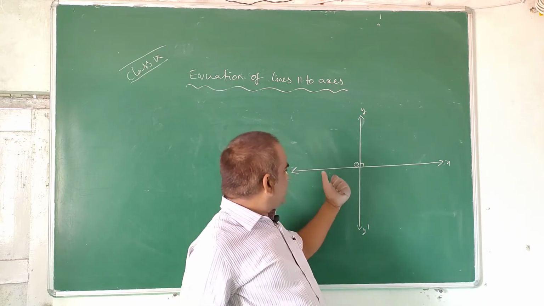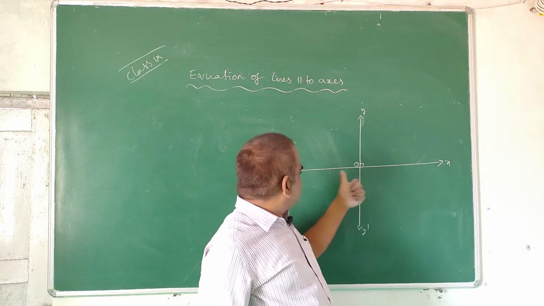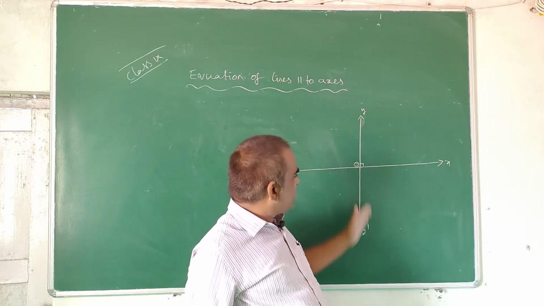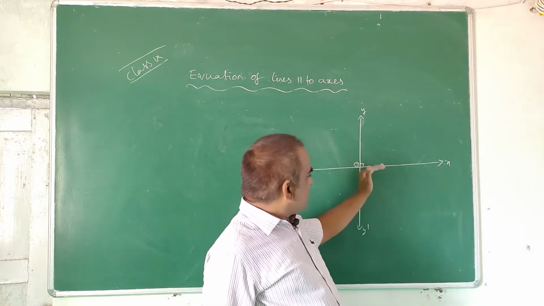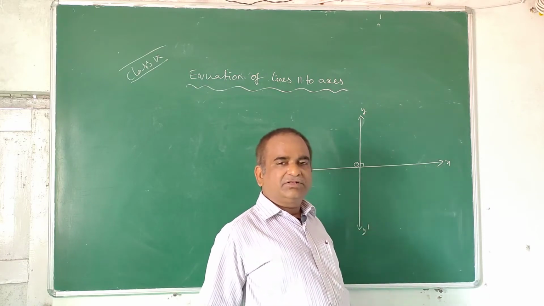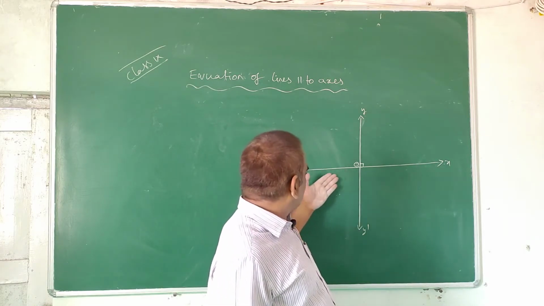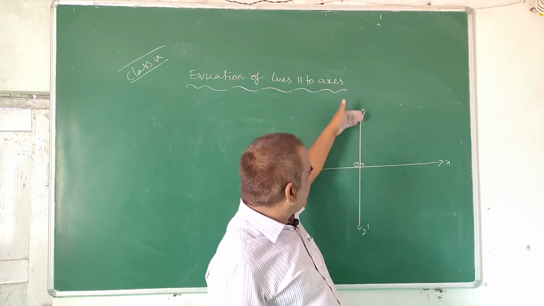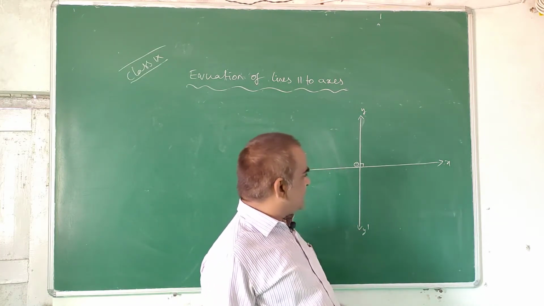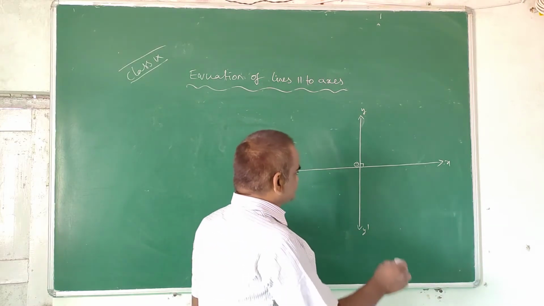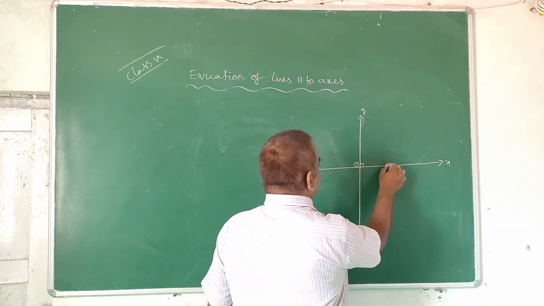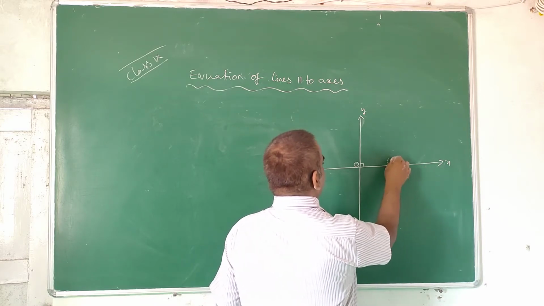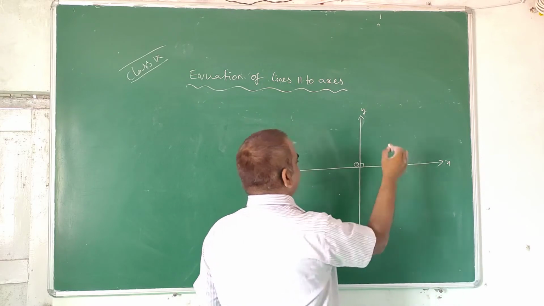Here the line XOX' is known as x-axis and the line YOY' is known as y-axis. On OX you take positive real values, on OX' you take negative real values. Similarly, positive real values here, negative real values here. Now, any point on x-axis will be in the form (a, 0), that is, the ordinate will be 0.